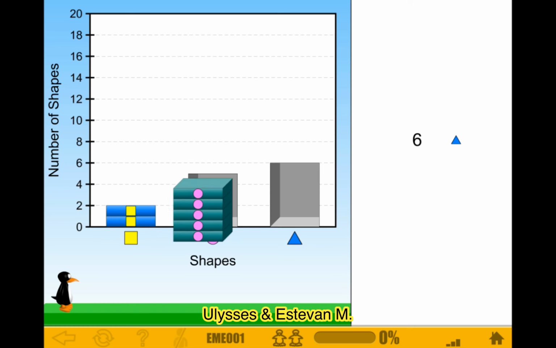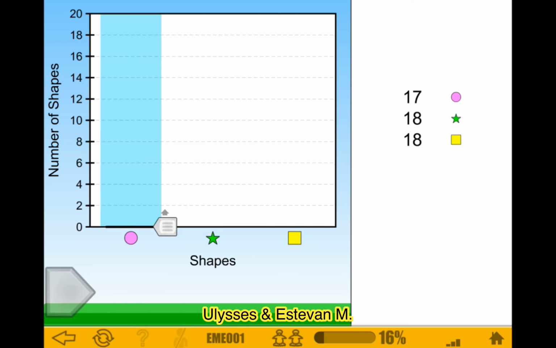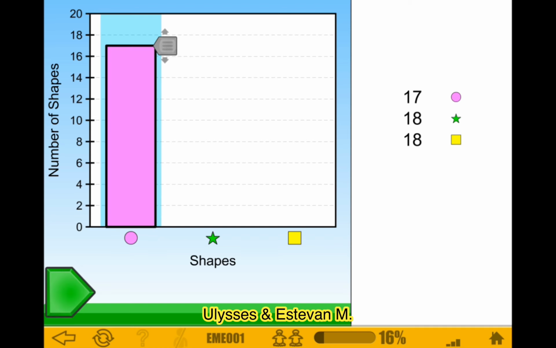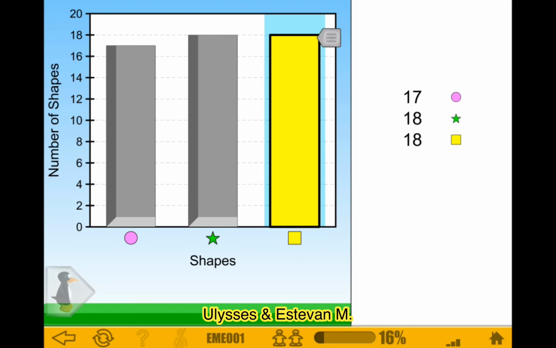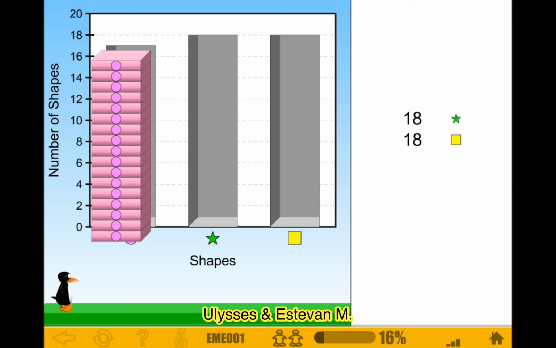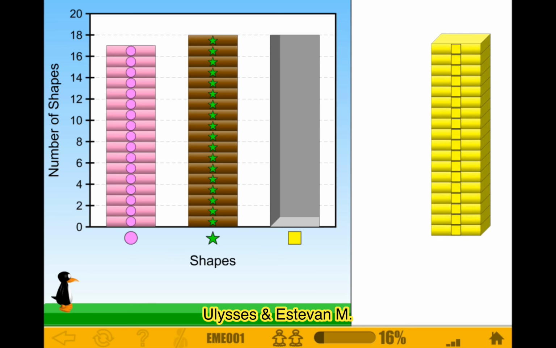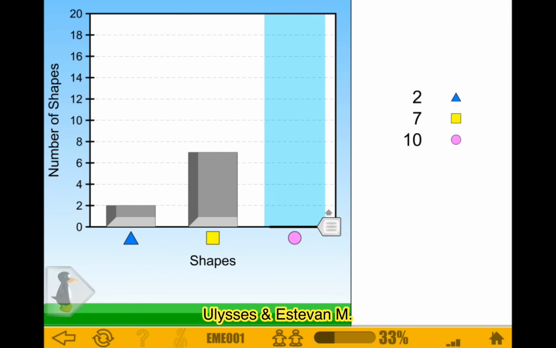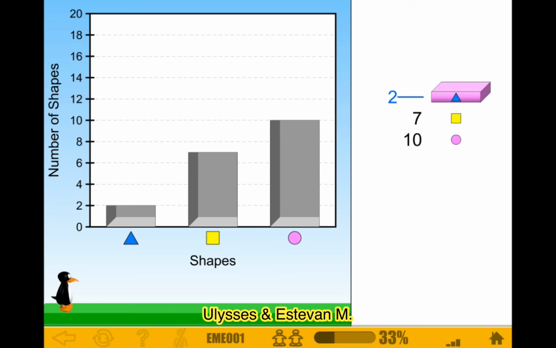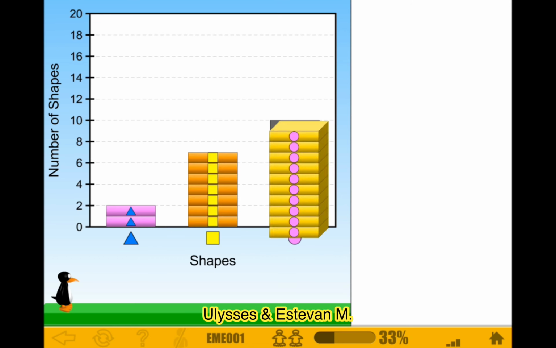But when it's much easier to do, it takes a long time. And the percentage gives me 16%. See, not much percentage. 17, okay? And then the star, 18. Oops. 18 and 18. 17 circles. 18 stars, and 18 squares. I wonder why the stars have a brown background. Okay, 2, and 7, and 10. 2 plus 7 equals 9, plus 1 equals 10. You always have to add the extra 1 to make 10.